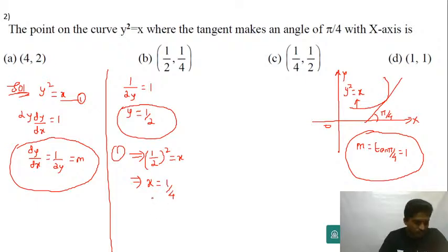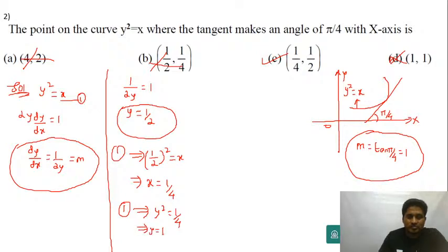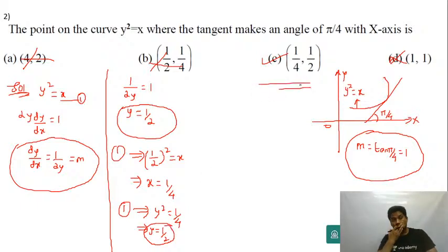X equal to 1 upon 4, there's only one option. This is ruled out, this is ruled out, this is ruled out. Answer should be C. Or you substitute in equation 1, you will get y square is equal to 1 upon 4. You will get y is equal to, actually, plus minus half. So y is equal to plus half. Is it okay, guys? So the answer will be option C only, 1 by 4 comma 1 by 2.